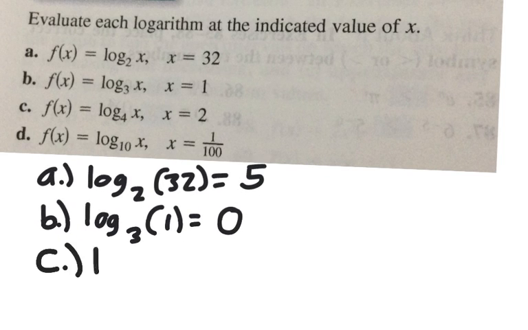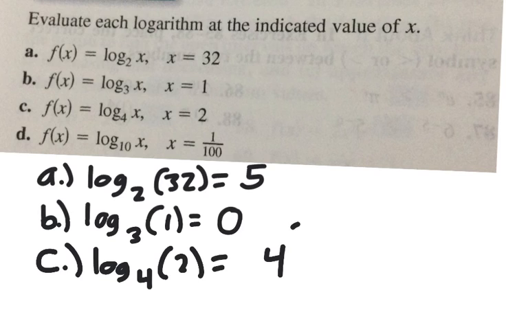Okay, C part is asking log base 4 of 2. So this is saying 4 raised to what power is 2? What did you say? A half? Because what is a half power? Half power is the same thing as what? What does an exponent mean? That tells me how many times I'm going to multiply by itself. So how can I multiply 4 by itself half a time?